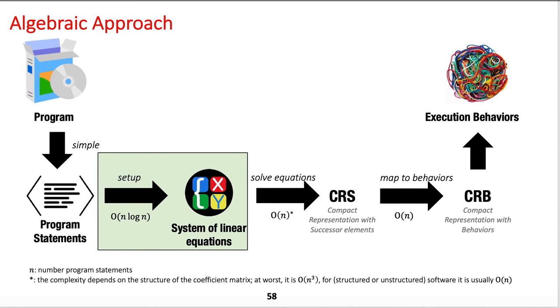Now, given these successor elements, we are going to define a system of linear equations and then solve this system of linear equations to get a compact representation that we will call CRS, the representation with successor elements.